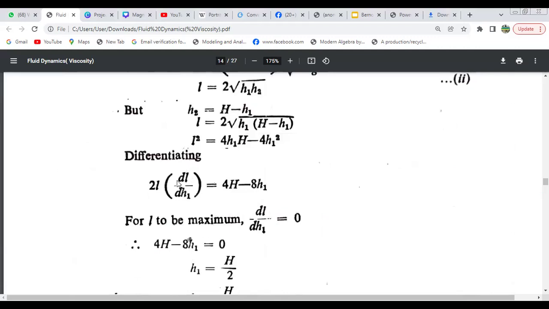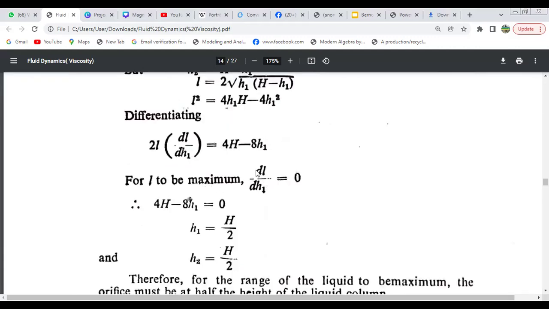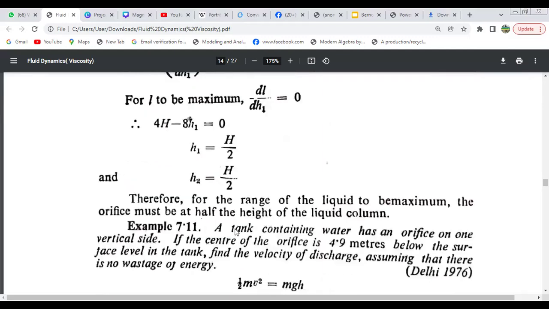Now differentiating with respect to z1, we get dL by dz1. For maximum L, the first derivative will be 0. So first derivative equals what? This gives z1 equals half of capital H. Therefore, for the range of the liquid to be maximum, the orifice must be at half of the height of the liquid column.